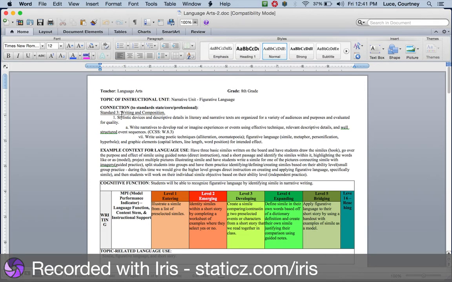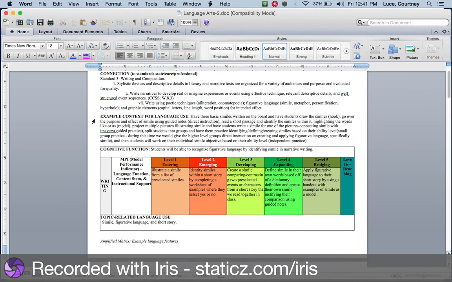Connection, you're going to put in your connection to the standards. So you need at least one standard, whether that's state, core, or professional, written in here. And like I said up here, state, core, professional, I know a number of people use national standards that are different from our Colorado state standards. That's totally okay. If the most commonly used standards within your content area are the state standards, I would recommend you use those.